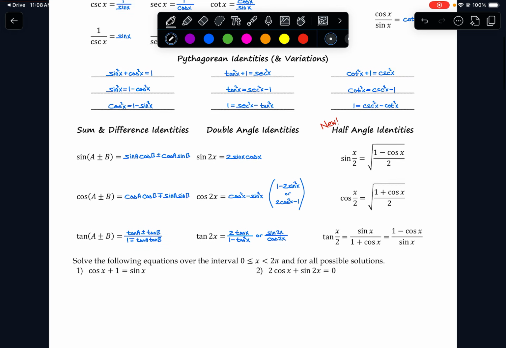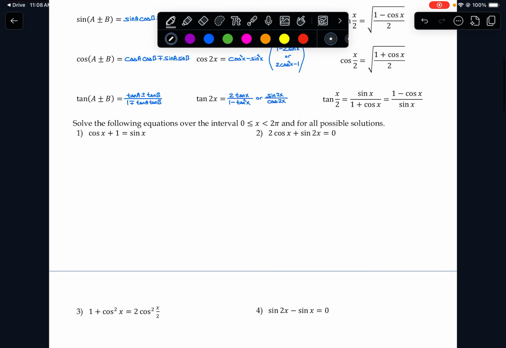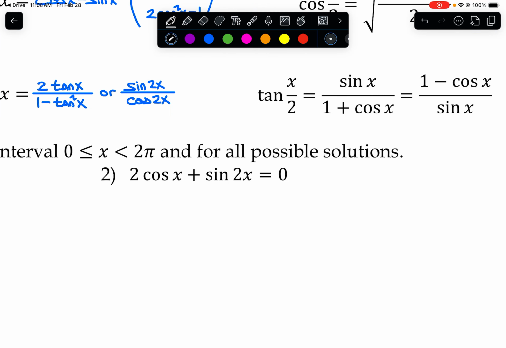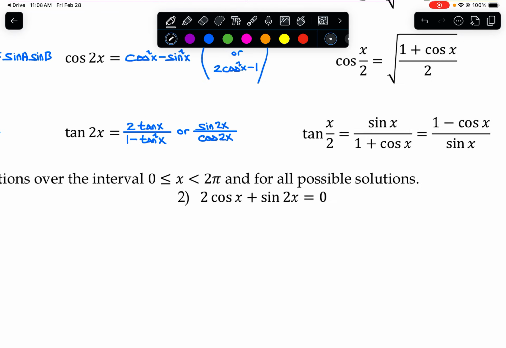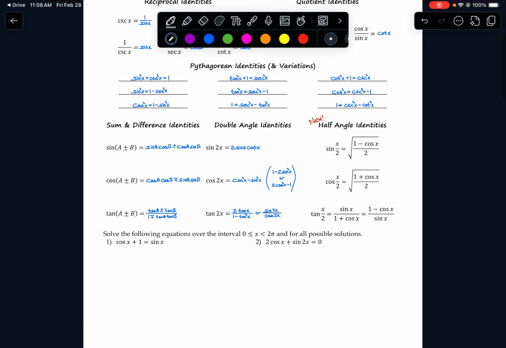So we're just going to dive right in. Down here, we're going to solve all the following equations over the interval from 0 to 2 pi, but I'm also going to do all possible. I may not do all possible on some of these just to save some time because this video is probably going to be pretty long.